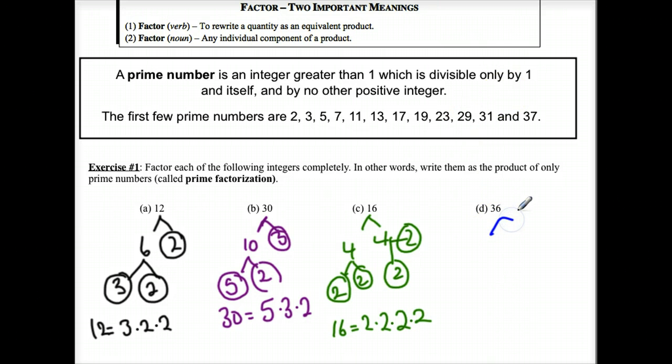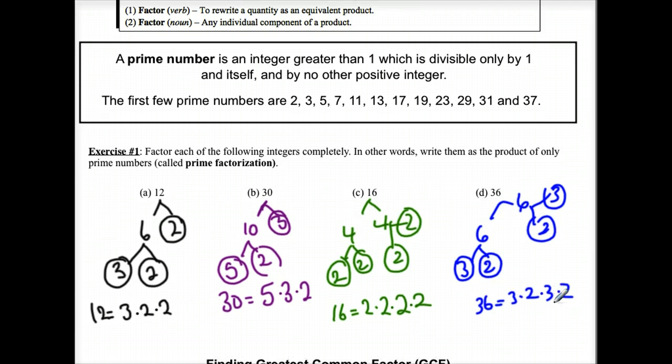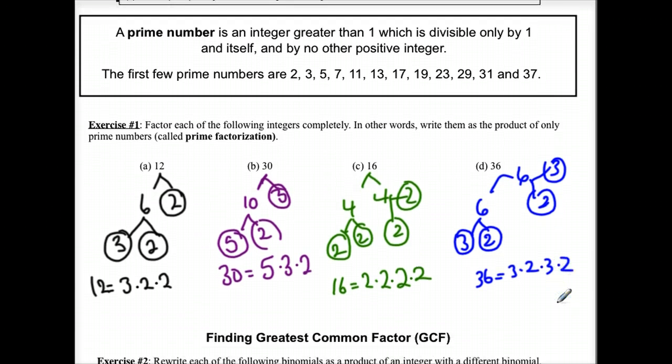36, piece of cake, is 6 times 6. 6 is 3 times 2, again, 6 is 3 times 2. So 36 is actually 3 times 2 times 3 times 2. Okay, so that's what it means to break a number down into prime factorization.